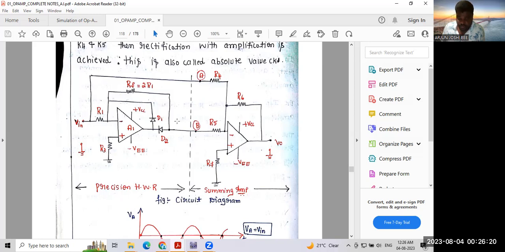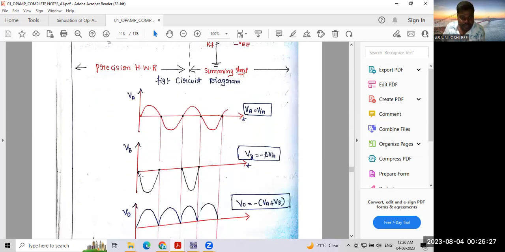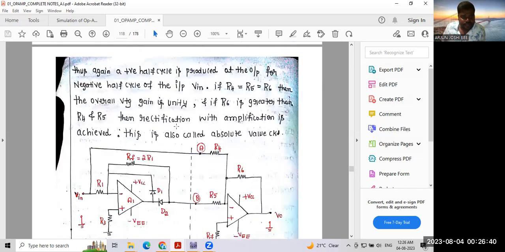A is nothing but minus 2 VI. So what will be minus 2 VI? Observe here: in the positive half of the cycle, VA is equal to V in, but VB is nothing but 2 minus 2 V in. You can observe here.